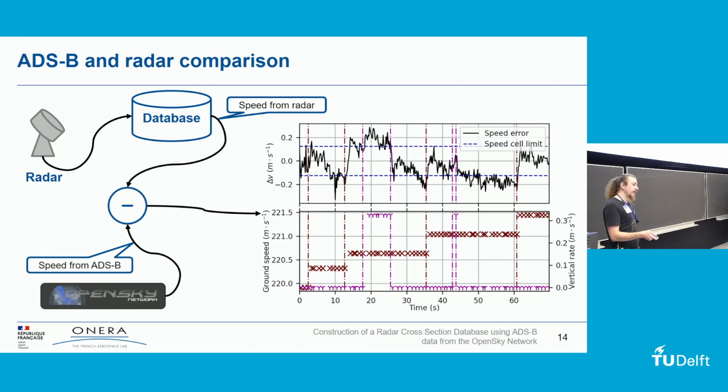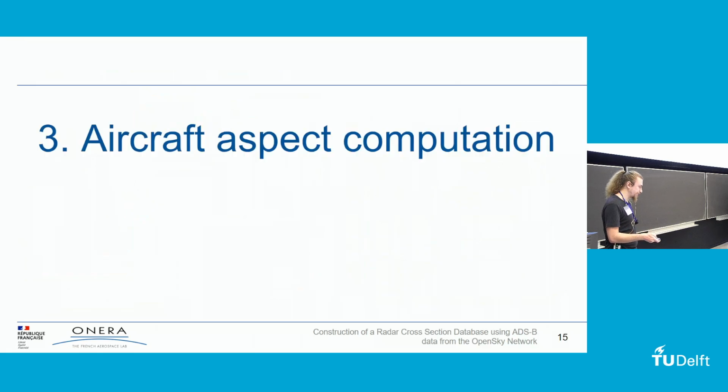there are some jumps. Actually, those jumps can be explained with the ADS-B data. You see that there is a quantification step in ADS-B data. Those data are the vertical rates, and those data are the ground speed. You see that the quantification correlates with the jumps in speed error. So if this quantification wasn't there, we have all the reason to think that ADS-B data and radar data would be very close to each other. Then, how do we go about and compute the aircraft aspect?